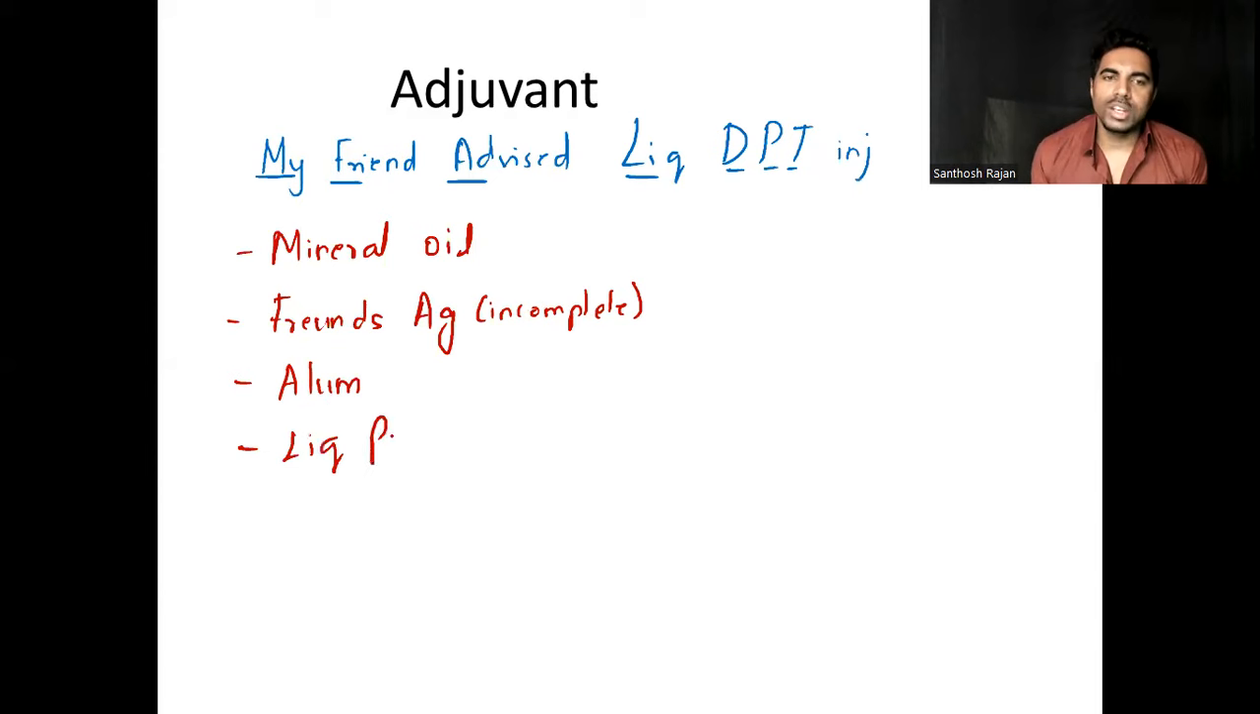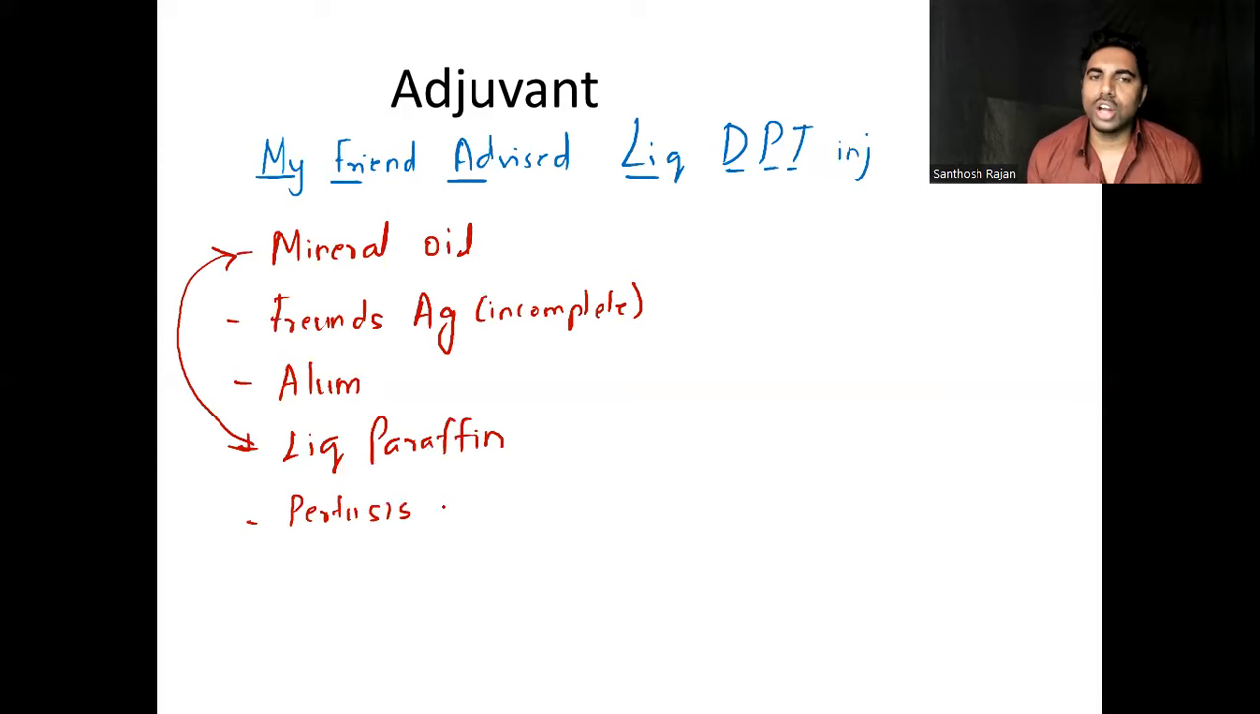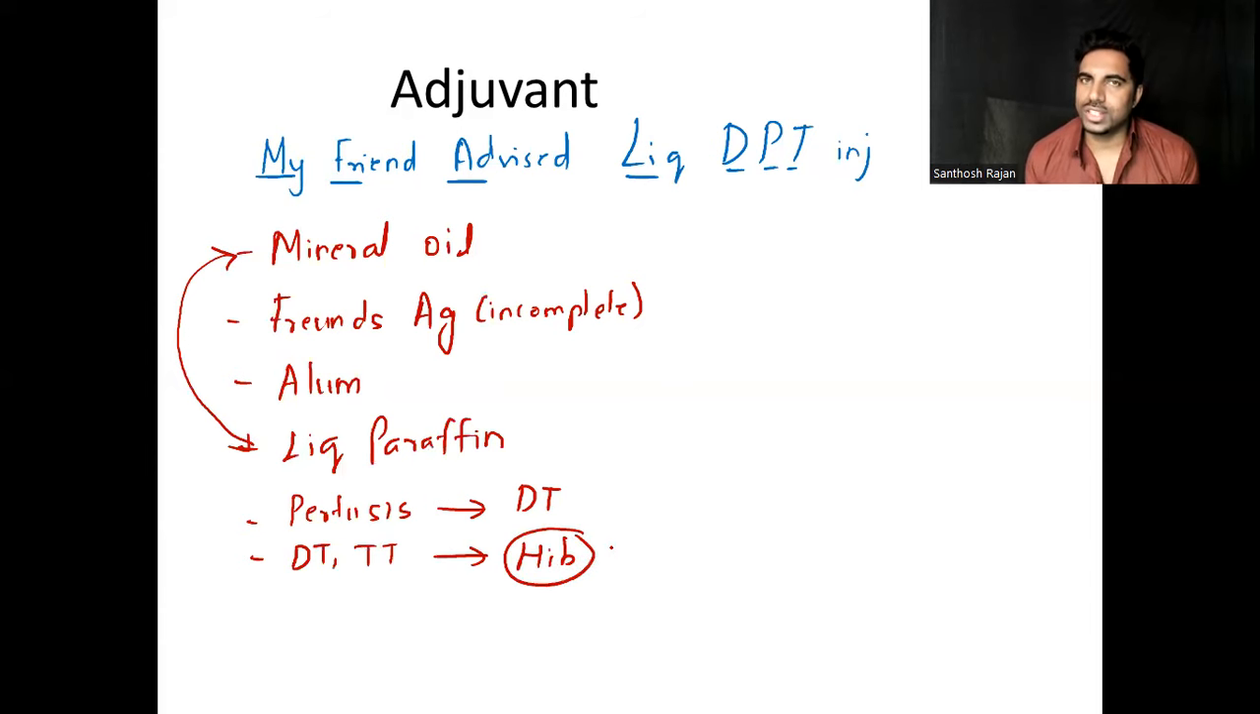Liquid paraffin. Actually, mineral oil or liquid paraffin, they're the same, but your examiners can give anything. That's why I made them separate. These two are the same. And what about this one? Your pertussis acts as an adjuvant for DT. But your DT and TT themselves act as adjuvant for which one? Hib. Hib is H influenza B vaccine. So that also can be a question.